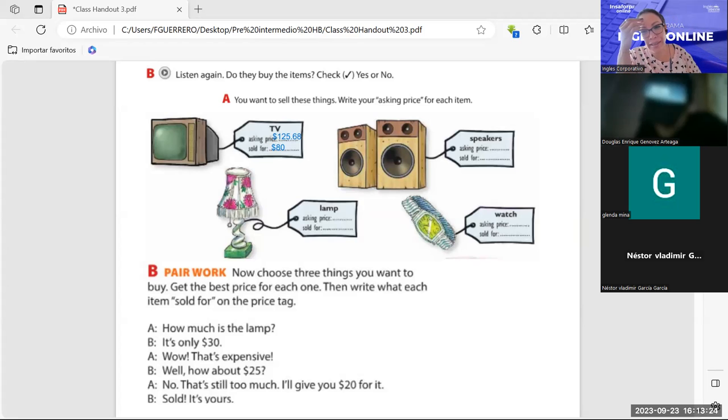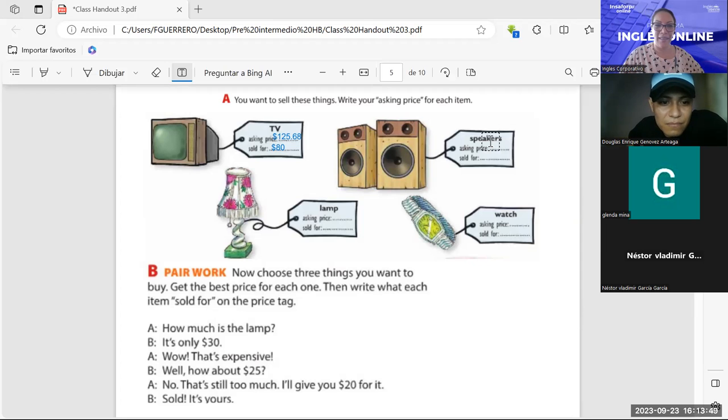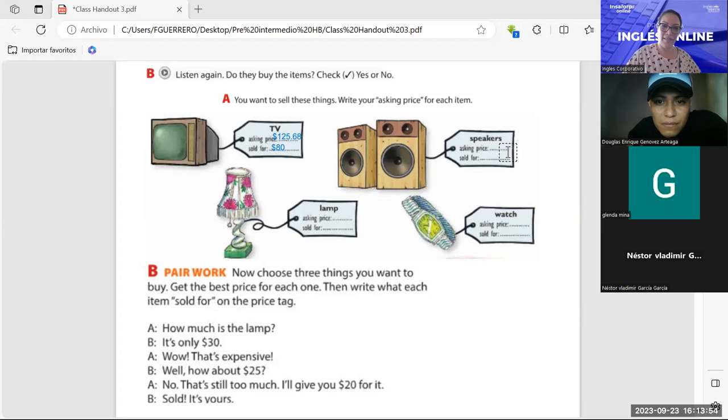Okay, now you want to buy something, Douglas, from Glenda. You want to purchase something from Glenda? Hola. Douglas, what do you want to purchase? ¿Qué quiere comprar de Glenda? The speakers, a lamp, a watch? Glenda quería comprar la lámpara. Sí. Ahora usted tiene que comprar algo de Glenda. Pueden ser speakers o el watch.